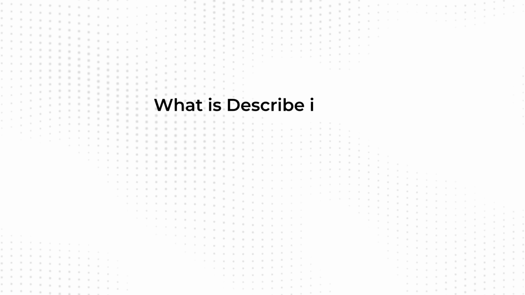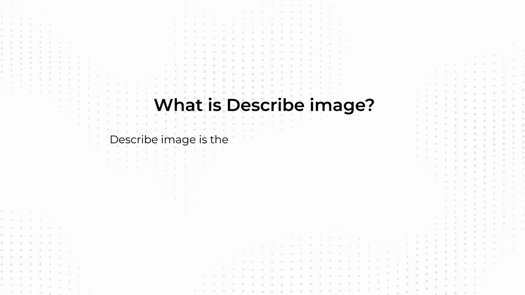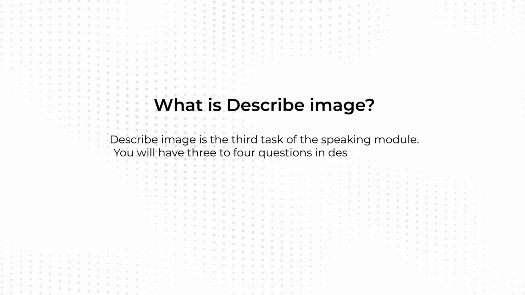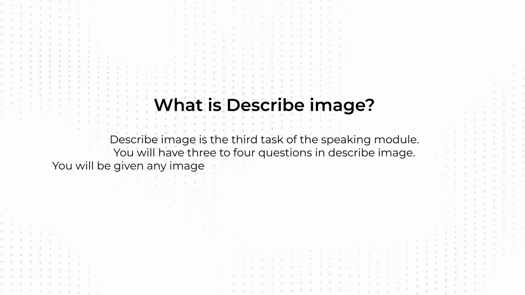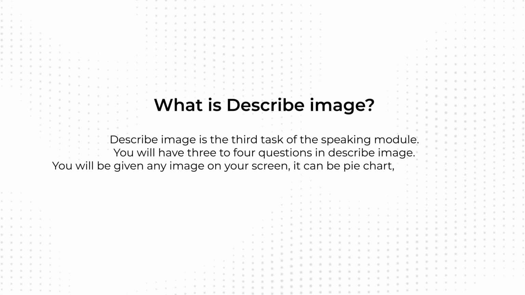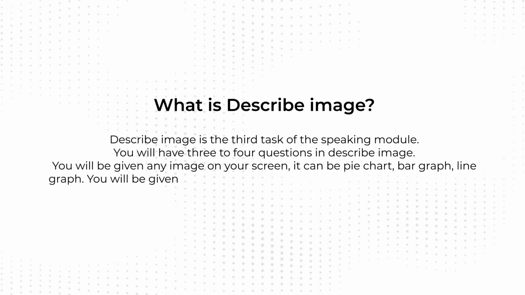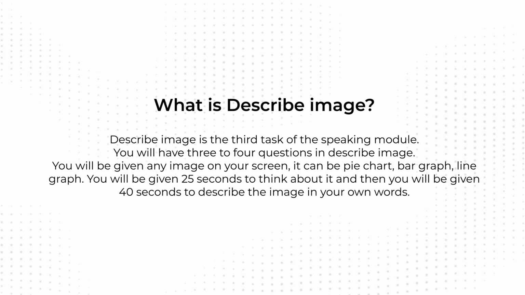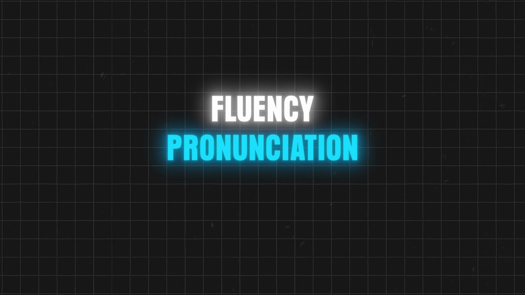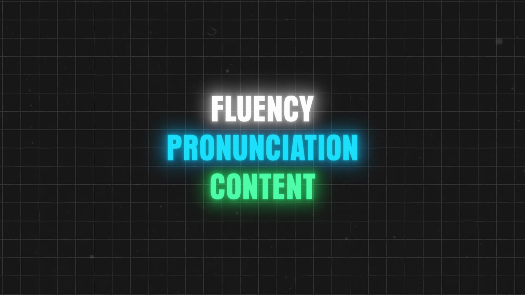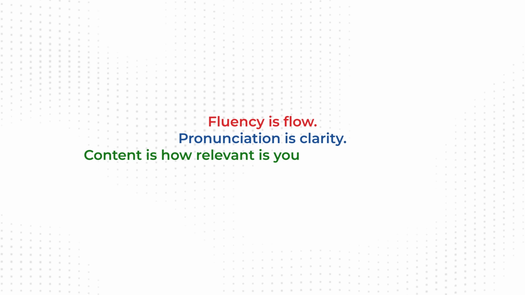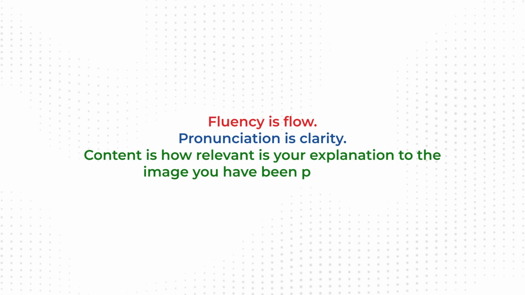Firstly, let's have a look at what Describe Image is. Describe Image is the third task of the speaking module. You'll have 3 to 4 questions in Describe Image. You will be given any image on your screen. It can be a pie chart, bar graph, line graph. You'll be given 25 seconds to think about it, and then you'll be given 40 seconds to describe the image in your own words. This is marked on 3 parameters: fluency, pronunciation, and your content. Fluency is flow, pronunciation is clarity, content is how relevant your explanation is to the image you have been presented.